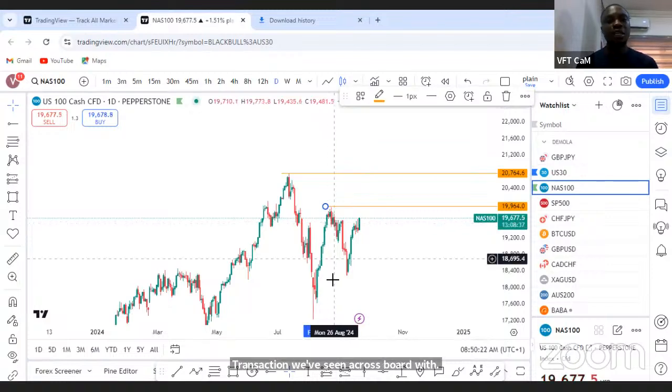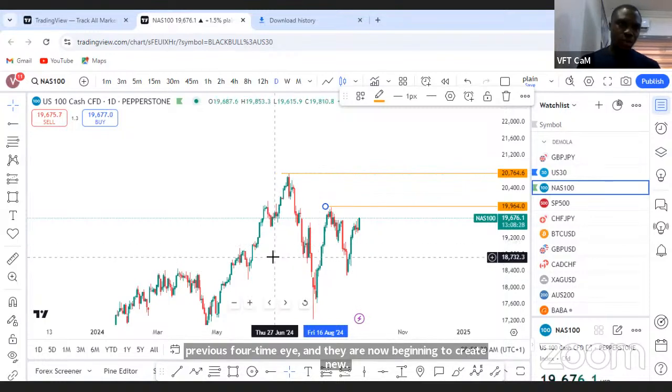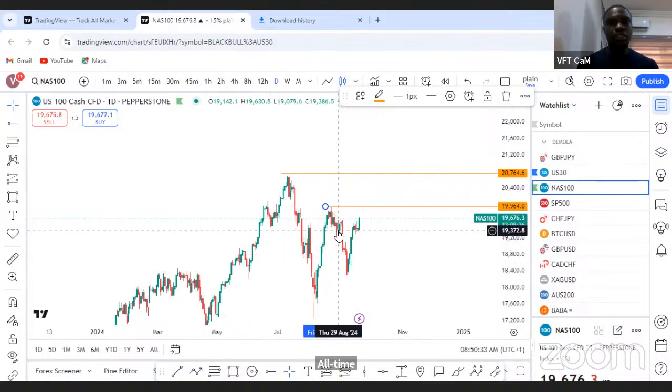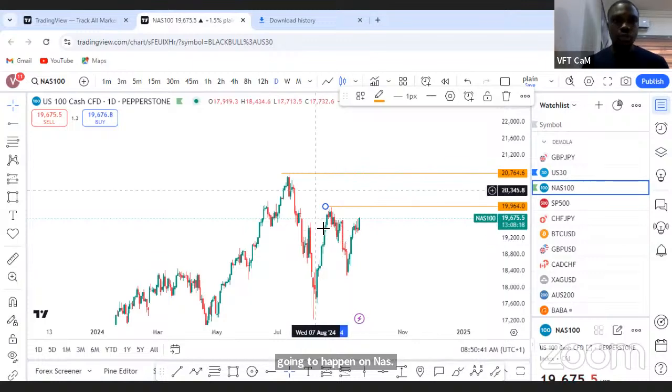S&P 500 have cleared their own previous all-time high, and they are now beginning to create new all-time highs, right? New highs in the market. While for NAS 100, we've not seen that happen yet. So we're anticipating, using correlation analysis, that this same thing is going to happen on NAS, and we can capitalize on that move to take a massive trade.